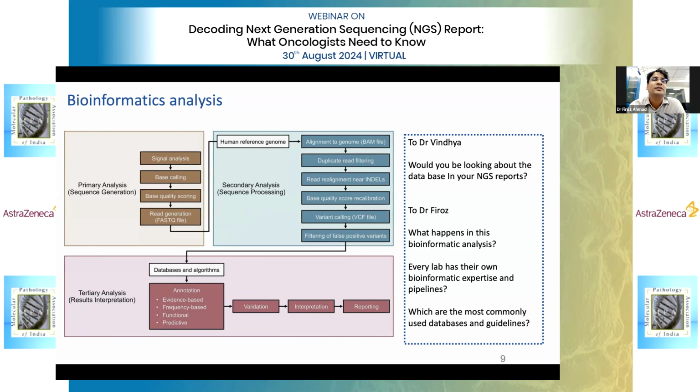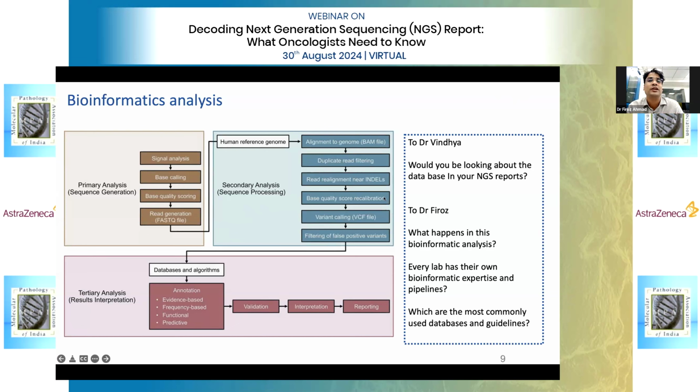Okay. Then the second part is the secondary analysis. Again, here also the role of the bioinformatician is very important and critical, because they will do the analysis, align the sequence which you have identified, and then make sense of it and create the VCF file. And once this is done, then comes the tertiary analysis by the genome analyst. There's a new concept of genome analyst now.